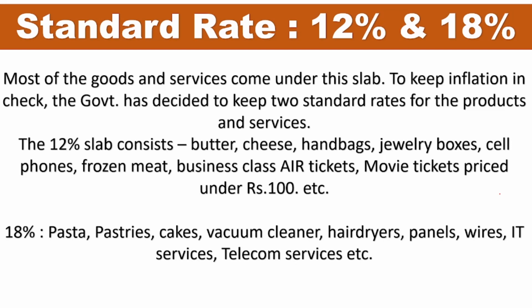Items coming under the 12% slab include butter, cheese, handbags, jewelry boxes, cell phones, frozen meat, or business class air tickets. Economy class air tickets come under 5% GST, but business class air tickets come under 12% GST. Then movie tickets priced under rupees 100. If your movie ticket is less than 100 rupees, then you have to pay 12% GST for that.